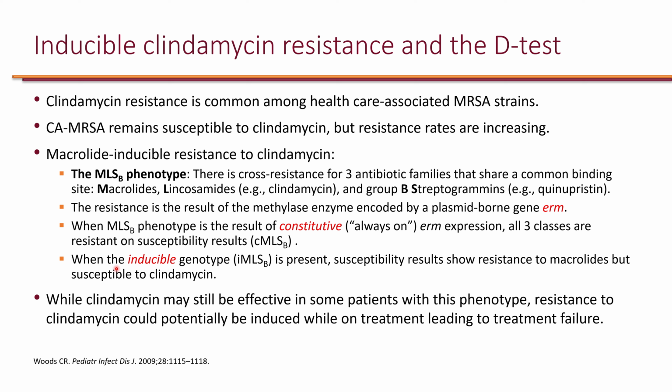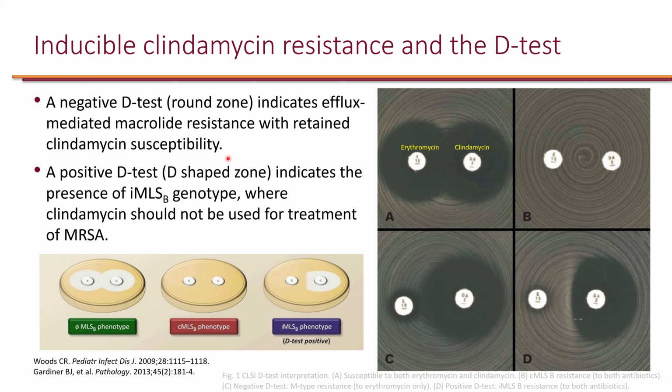So the problem is, if it's inducible and you get your susceptibility results back, it may show resistant to macrolides but susceptible to clindamycin. And that's a problem because then you might say, okay, it's resistant to macrolides, so we don't use macrolides, but we will use clindamycin. And then while the patient is receiving clindamycin on treatment, resistance might emerge and lead to treatment failure. So the way to catch inducible resistance is to do the D-test.